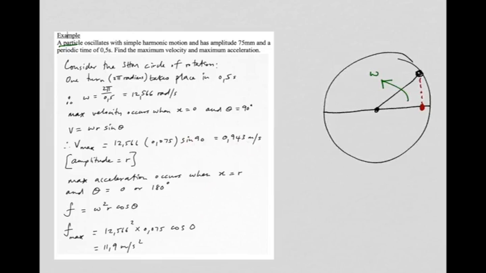Straight away, let's do maximum acceleration. It occurs when displacement is equal to r, in other words, at the end here or the end here, and theta at those 2 points would either be 0 degrees or 180 degrees. So the acceleration formula says omega squared r cos theta. Omega is 12.566, it gets squared, times r, which is amplitude at 0.075, times cos, let's use 0, and you find 11.9 meters per second squared.